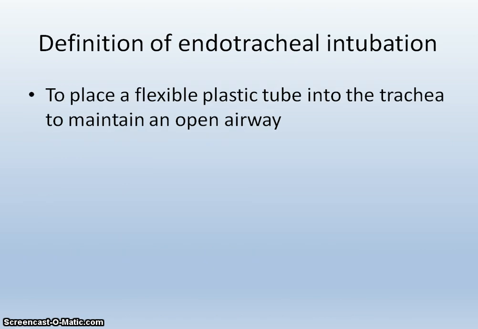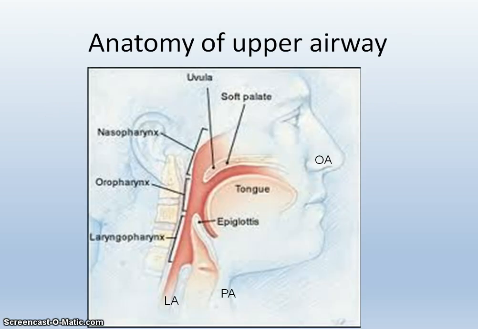Now, what is endotracheal intubation? It is basically defined as putting a flexible plastic tube into the trachea in order to maintain a patent or open airway. So that is basically the process of endotracheal intubation. Just get a tube which is patent, put it into the trachea, maintain the airway. Sounds simple, but let's review some of the anatomy before we can do that.